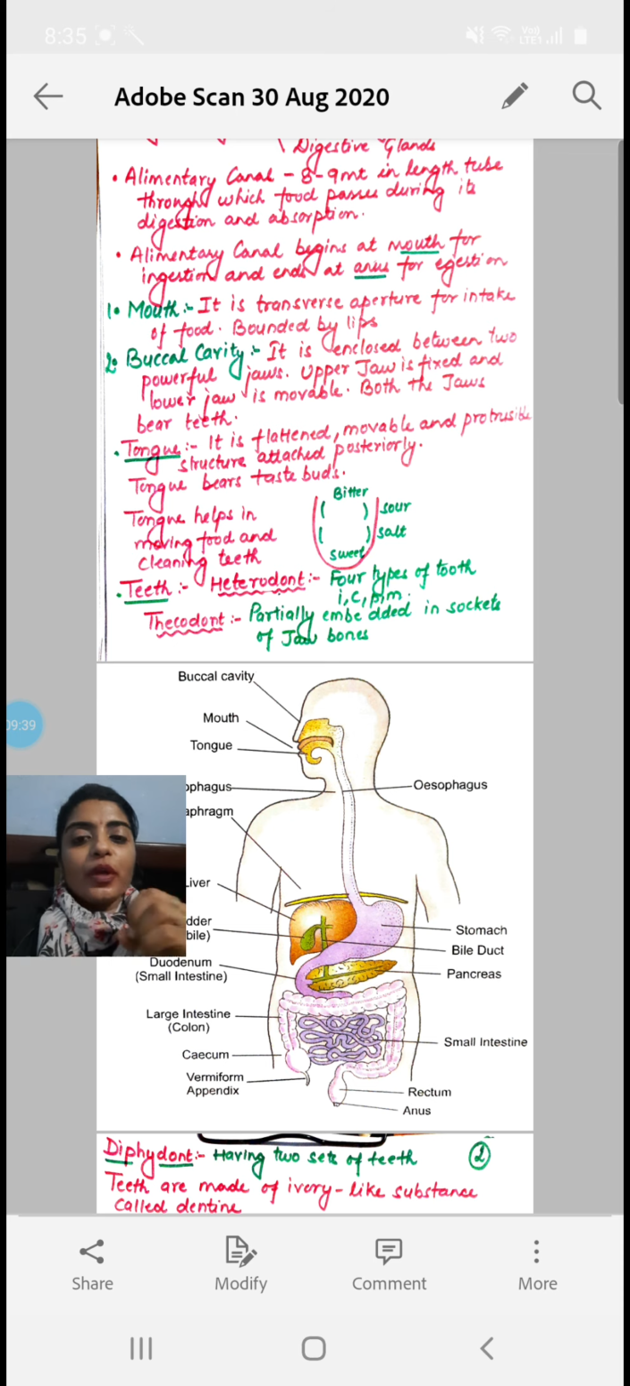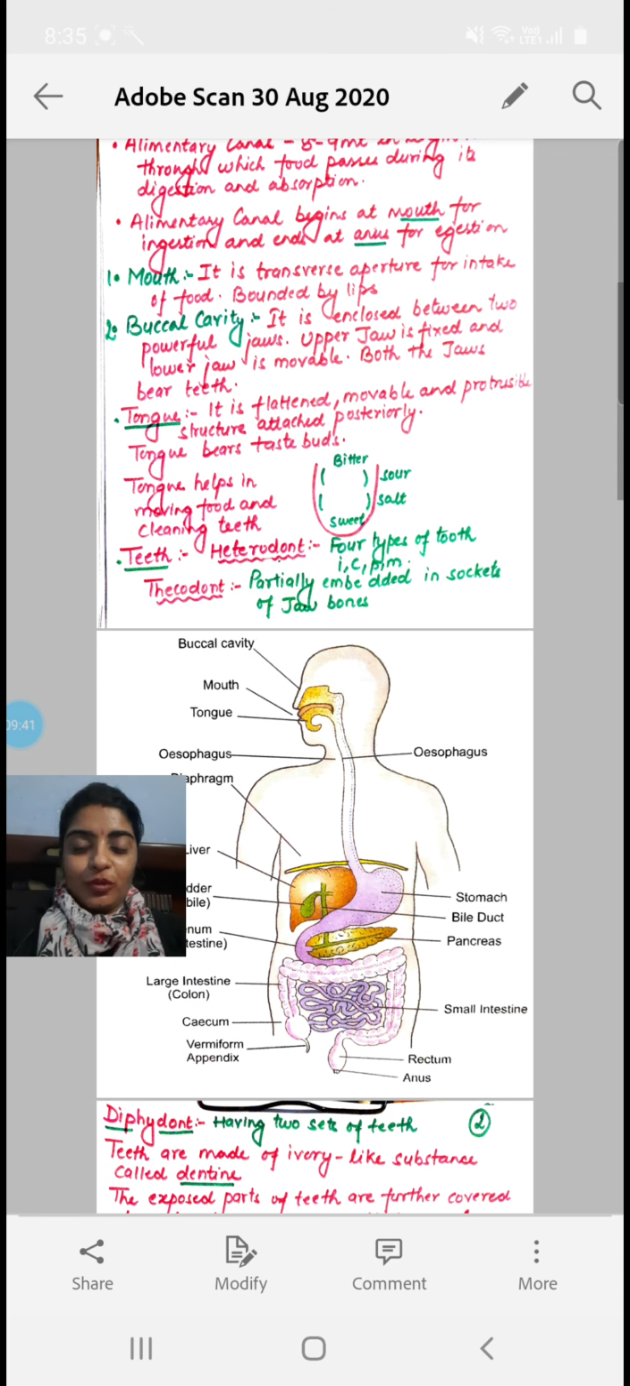Okay, and when we open the mouth, we have all heard a poem in childhood, Johnny Johnny Yes Papa. Okay, I hope you all are familiar with this poem.